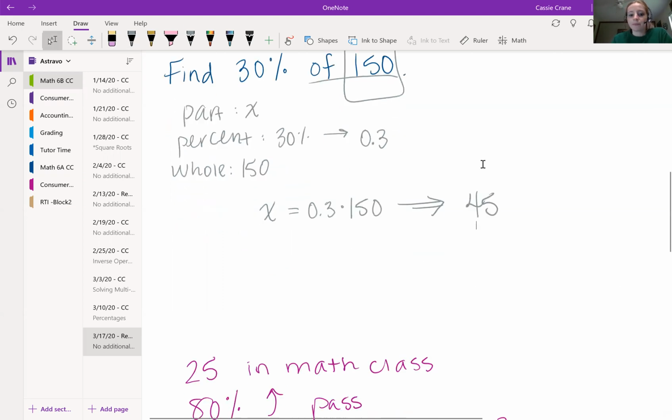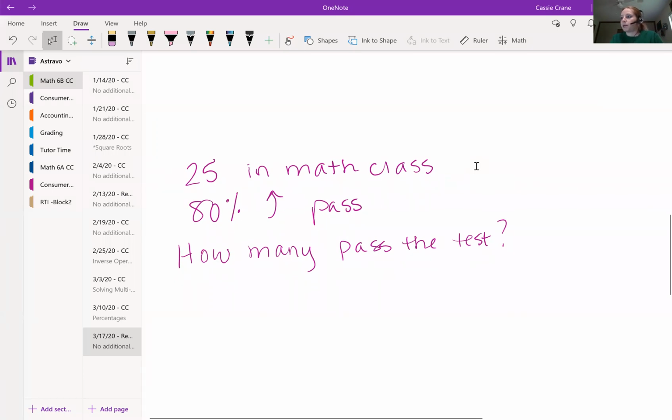Okay. Now we're going to move to the application lesson, so solving application problems with percent. This will be the same skills that we've already used, but they'll be word problems. For example, this problem: 25 kids are in our math class. 80% of the students in the math class passed the exam. How many passed the exam?